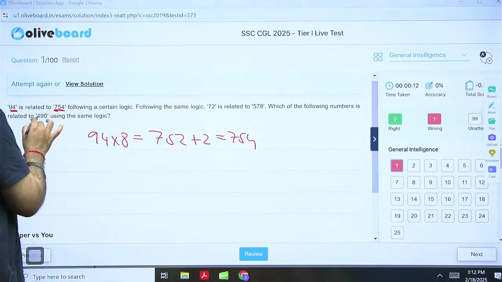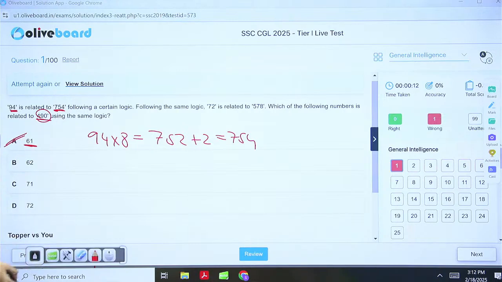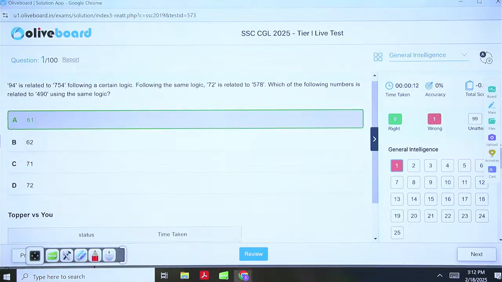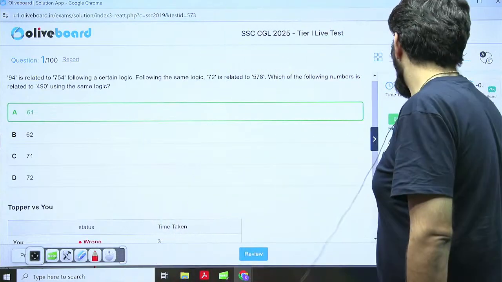So for 490, how will you relate it? You will say 61 into 8 plus 2. So this is your answer. 61 into 8 plus 2 is going to give you 490. Option A is the right answer. We can simply check this. Yes, that's it. Got it? Let's move on to the next question.